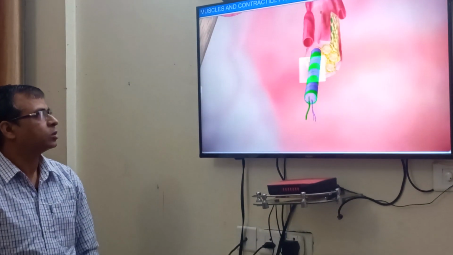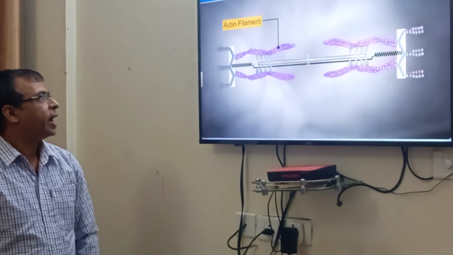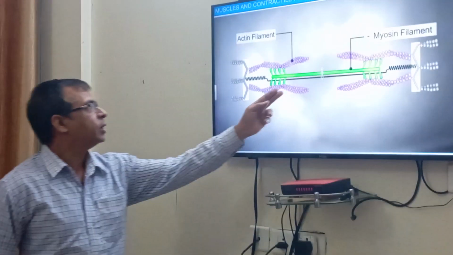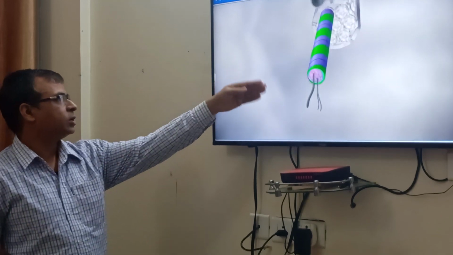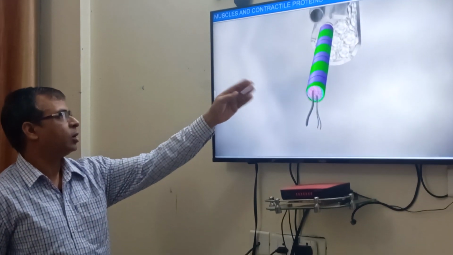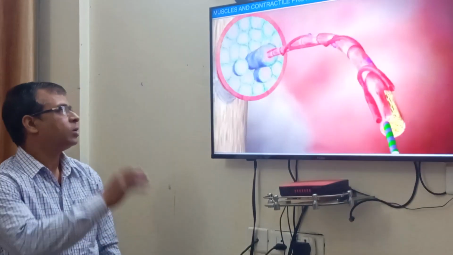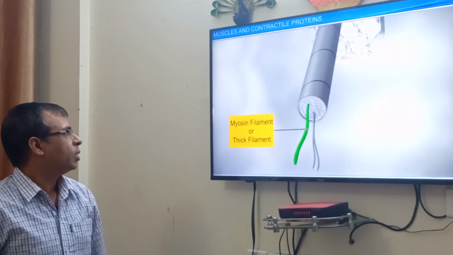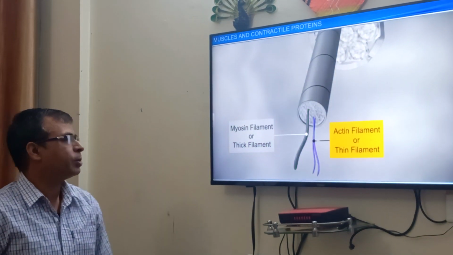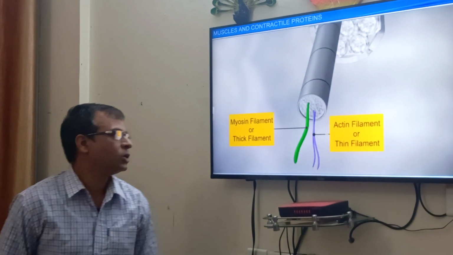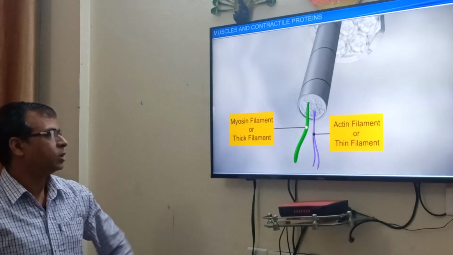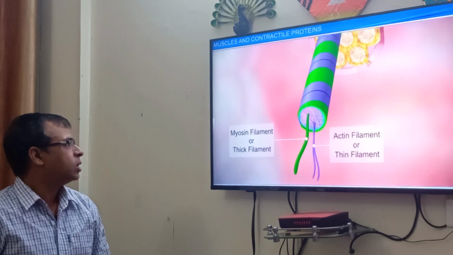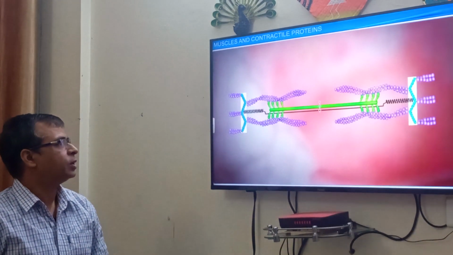These two types of proteins are actin and myosin filaments. You can see in diagrams actin and myosin arranged parallelly and longitudinally. Myosin filaments are the thick filaments and actin filaments are the thin filaments. You can see the actin filament is thinner than the myosin filament.